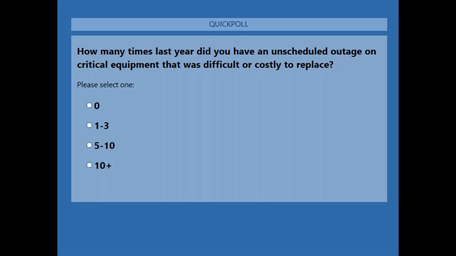This one is, how many times last year did you have an unscheduled outage on critical equipment that was difficult or costly to replace?